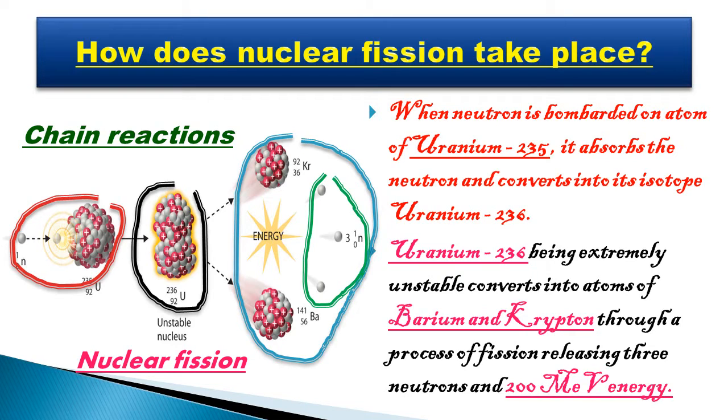In a nuclear power plant, a controlled chain reaction results in the release of thermal energy, which is used for electric energy generation. So this is how nuclear fission takes place in the nuclear power plant, and that is used in the production of electrical energy.